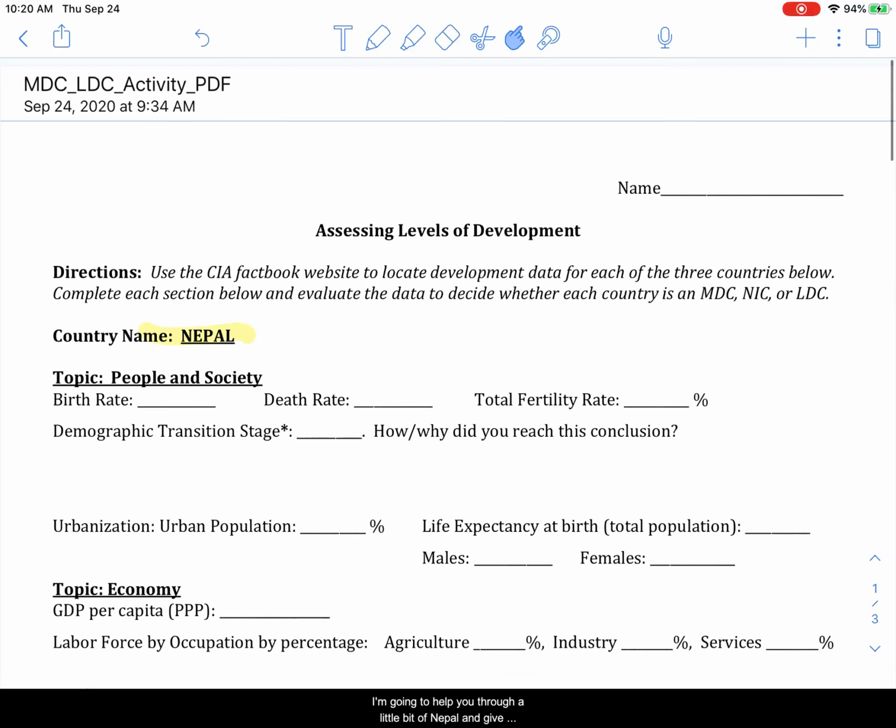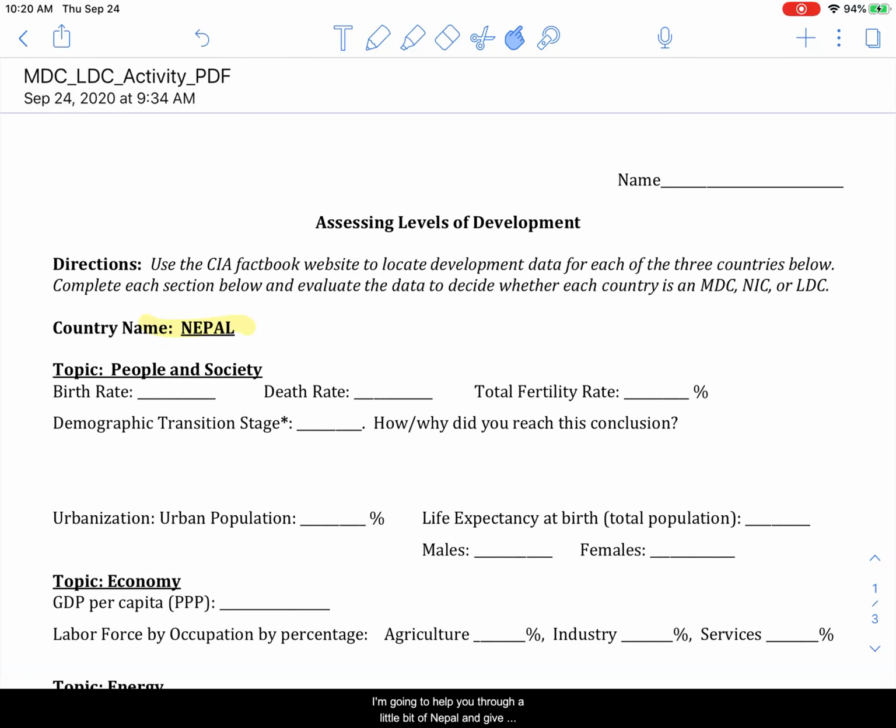Okay. So I'm going to help you through a little bit of Nepal. In fact, maybe I'll just go through and do the whole thing in Nepal. First, we need to get some data from the World Factbook to figure out some information about Nepal, and then we're going to decide whether Nepal is an MDC, an NIC, or an LDC based on the statistics that we're looking at and what we've learned about development.